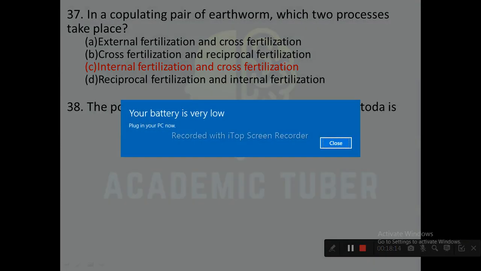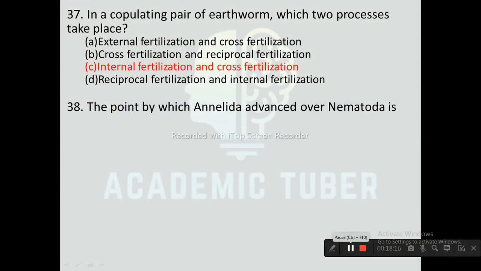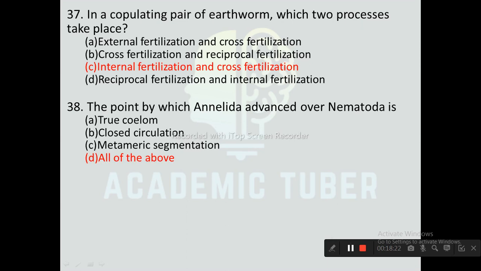Next one, the point by which Annelida advance over Nematoda is, and the options are true coelom, closed circulation, metameric segmentation and all of the above. And the correct option is all of the above. The point by which Annelida advance over Nematoda includes true coelom, closed circulation and metameric segmentation.